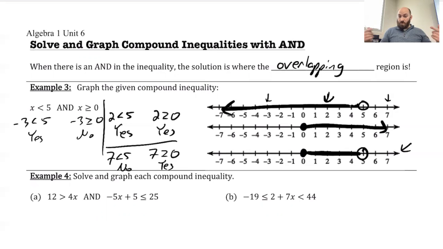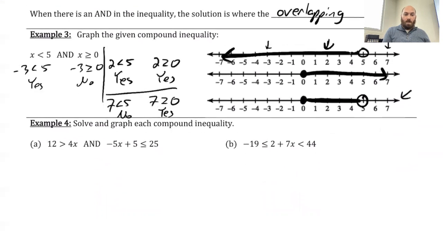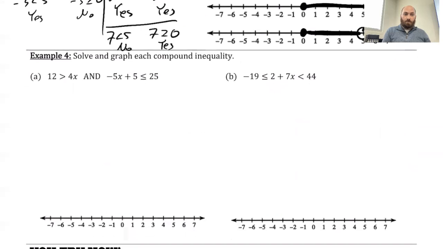So and statements are typically going to look like this. They're going to be a shaded region in between two circles or 2 dots or whatever. Okay. So when we do this, we're still going to do the same idea. Okay. Solve and graph these, graph each of these. We're going to solve them separately. So to start, I'm going to divide this by 4. So 3 is greater than x.